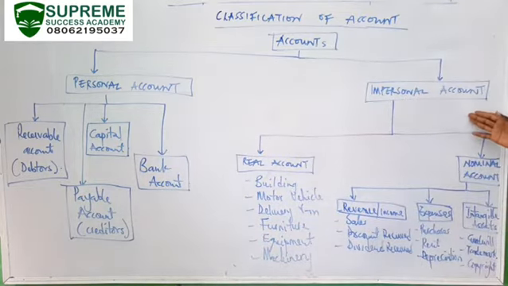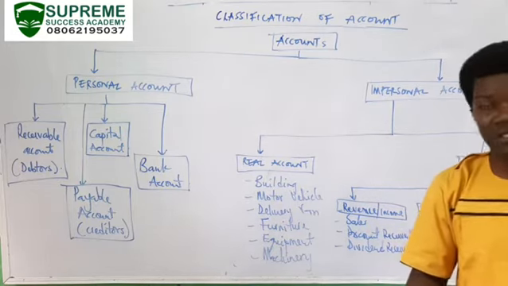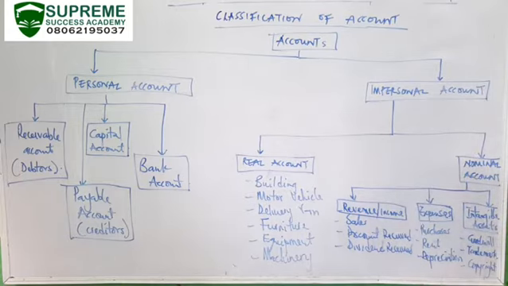On the other hand, we have the impersonal account. This account deals with non-persons. It is an account that is not dealing with humans. It is an account that is dealing with things, with materials. They are divided also into two. We have the real account and we have the nominal account.